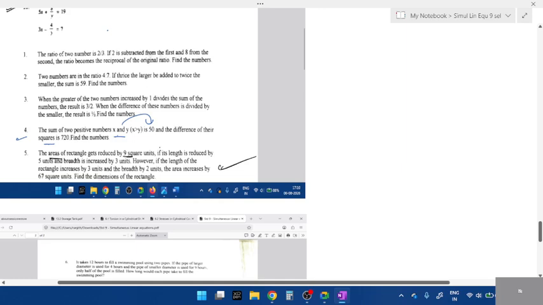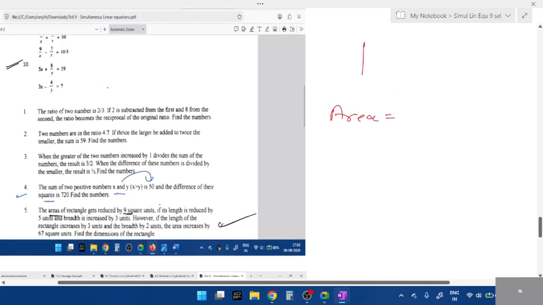Look, the area of the rectangle. What is the area formula I told? Length into breadth. Instead of length into breadth, I'll take it as X into Y. Length I'll take as X, breadth I'll take as Y. So area will become length into breadth, which is X into Y. Keep this as it is.